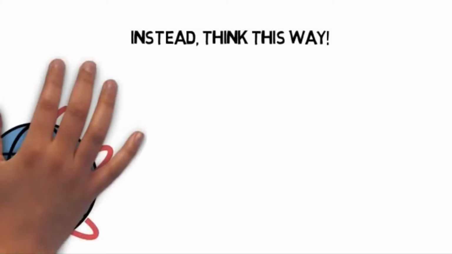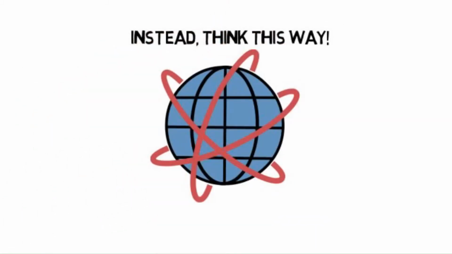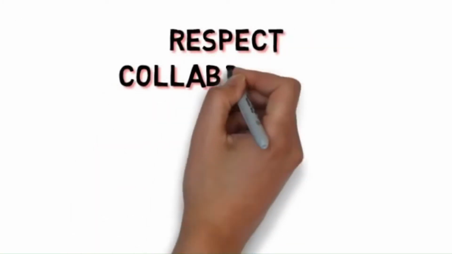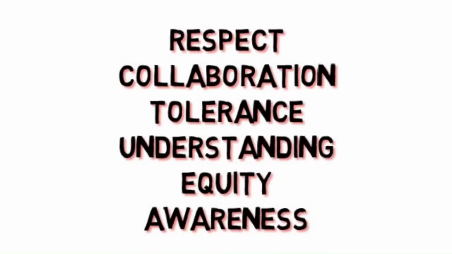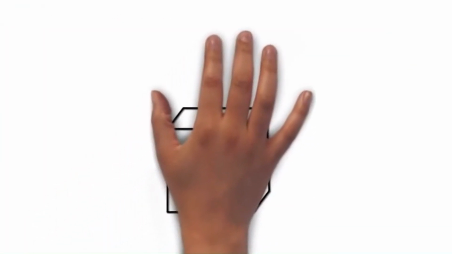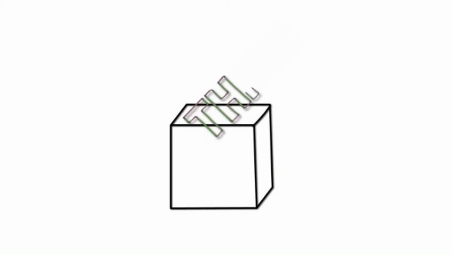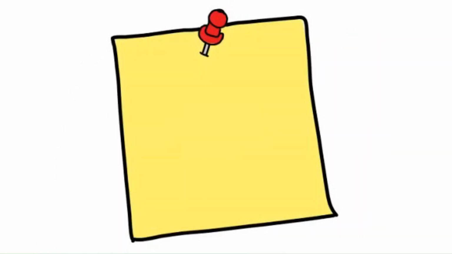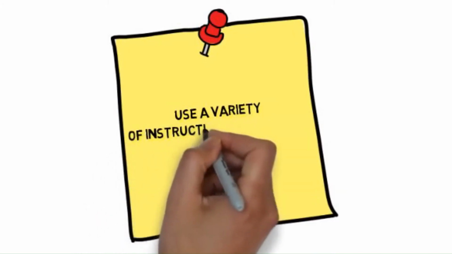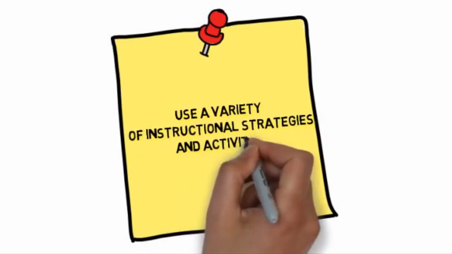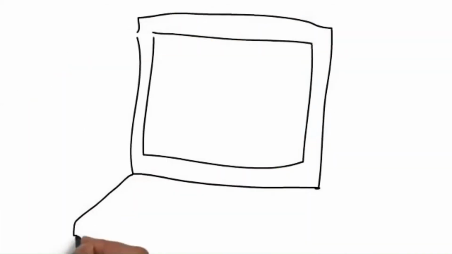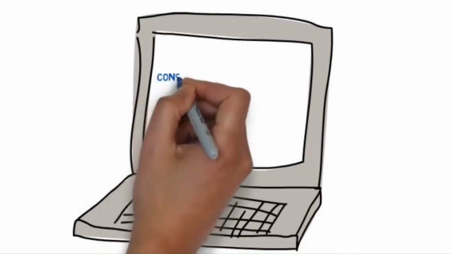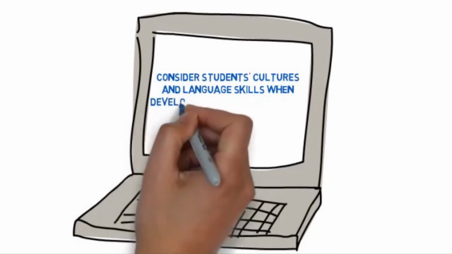Educational reformer John Dewey said, "If we teach today's students as we taught yesterday's, we rob them of tomorrow." It's paramount that today's educators demonstrate respect, collaboration, tolerance, understanding, equity, and awareness. This is going to require you to think outside of the box, knowing that there are different pathways to success. Here's some helpful tips. Use a variety of instructional strategies and learning activities. Offering variety provides the students with opportunities to learn in ways that are responsive to their own communication styles, cognitive styles, and aptitudes.